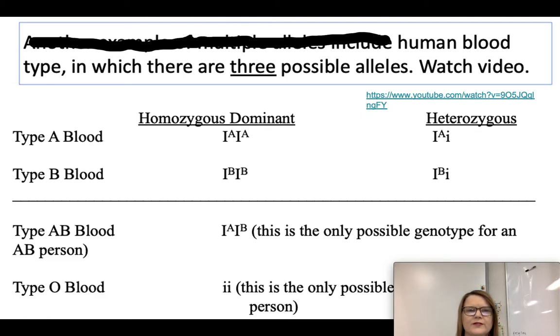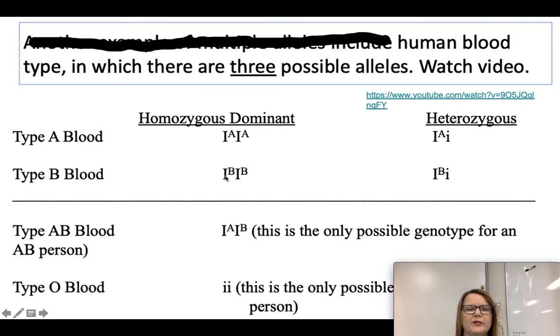Human blood type, again, there are three possible alleles. You'll watch your Amoeba Sisters video over this, which will again point out that type A blood is represented by a capital I and capital A. Now, if a person is homozygous dominant for that, then they are going to be capital I, capital A, capital I, capital A. If they are heterozygous for that, then they'll be capital I, capital A, and then a lowercase i to represent that they are carriers for the type O.